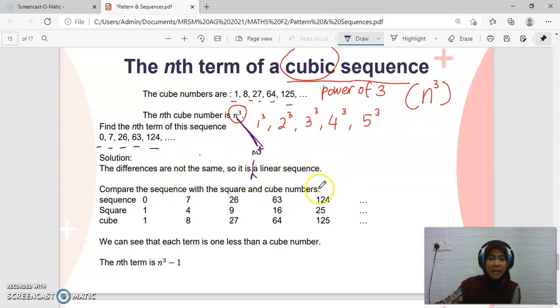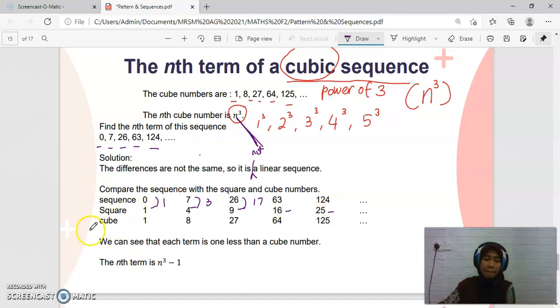So kena check lah. So second method, compare the sequence with the square and cube number. So kita pun compare dengan square number. 1, 4, 9, 16, 25. So macam tak ada rupa persamaan apa ke kan. Dia punya beza pun kalau kata ni 1, ni 3, and this one 17. Tak sekata juga. The differences are not the same.